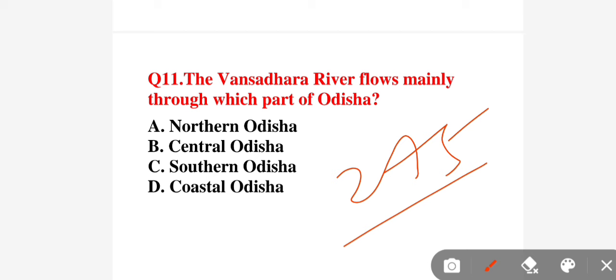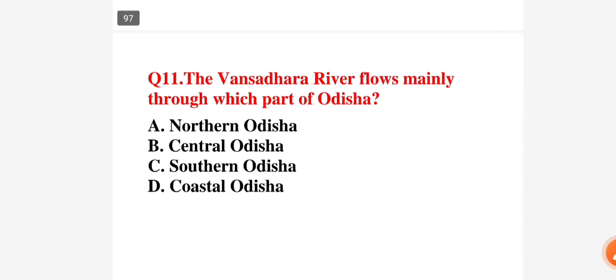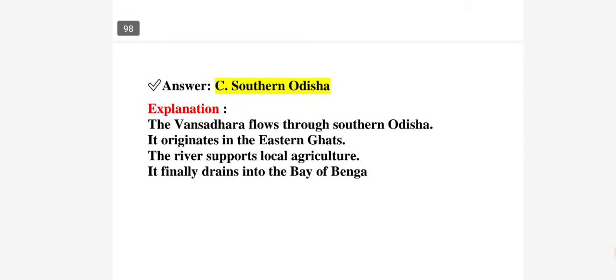Why was the Bansadhara river in the news? Because there is an ongoing dispute between Odisha and Andhra Pradesh regarding water sharing and implementation of projects like the Neradi barrage, for which there is a controversy between the two states. It is an interstate river management dispute. The Bansadhara flows through southern Odisha, originates in the Eastern Ghats, supports local agriculture and finally drains into the Bay of Bengal.